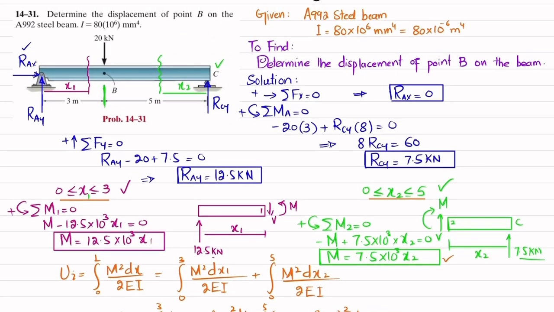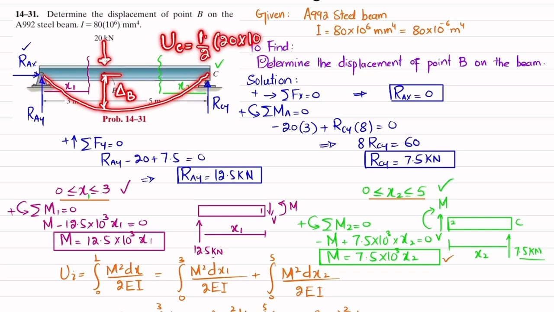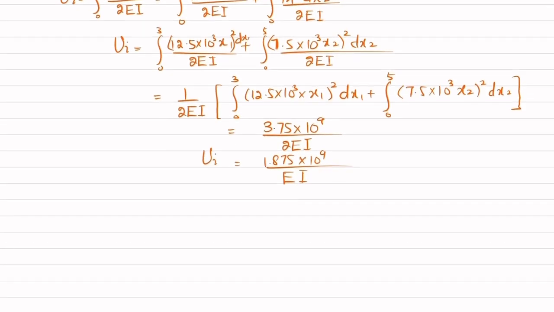Now we know that due to this load, this beam will deflect like this. This will be delta B, the vertical displacement of point B. Due to this load, the external work is done, which is stored in the form of strain energy, and that will be equal to 1 over 2 times 20 kilonewton, 20 into 10 to the power 3, multiplied by delta B. So the strain energy due to the external load is 1 over 2 multiplied by 20 into 10 to the power 3 multiplied by delta B. This is your equation number 1 and this is your equation number 2.